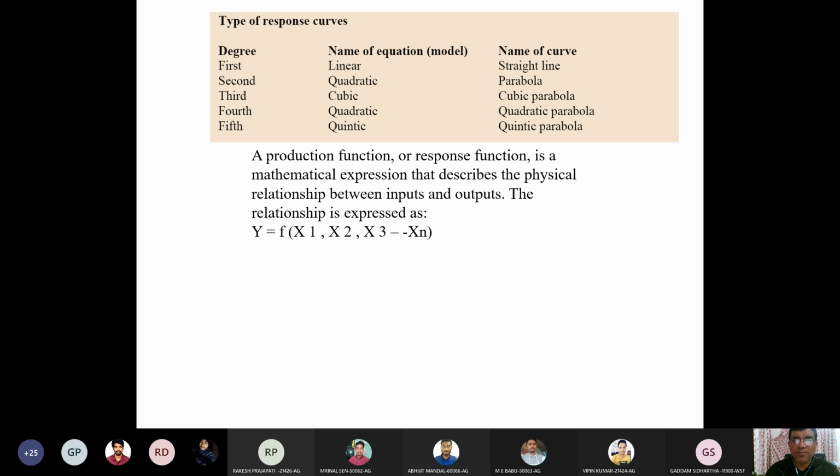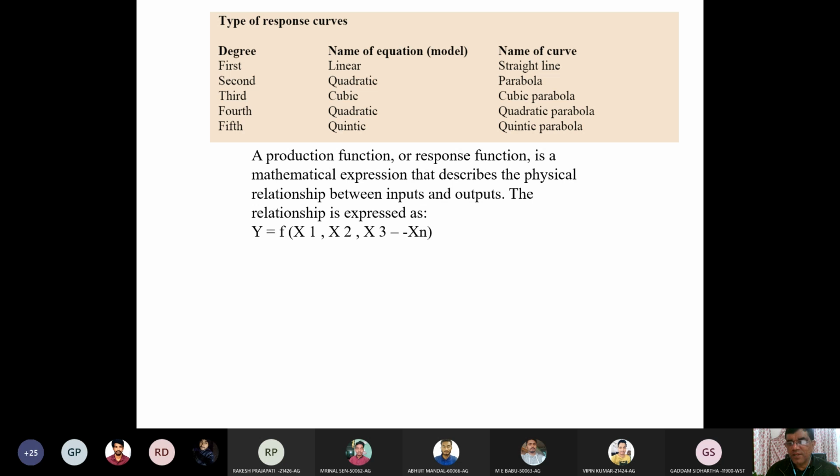Then you have x power 4. Sorry, there is some mistake. It is quartic. It is actually quartic, and the curve is quartic parabola. The fourth degree, I made a mistake. It is quartic parabola, and then fifth degree is quintic and quintic parabola.